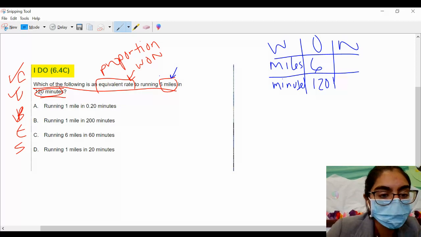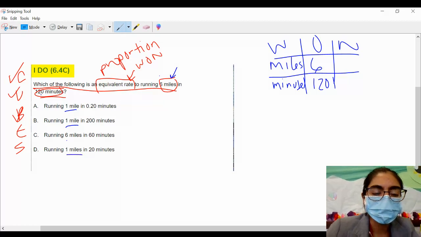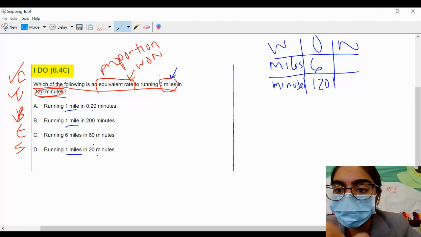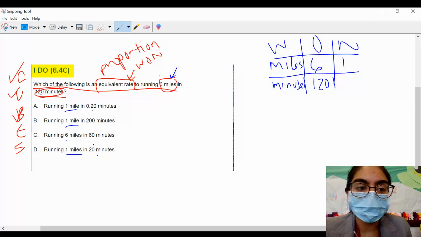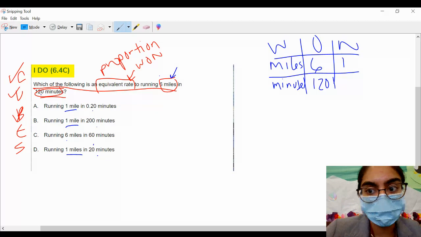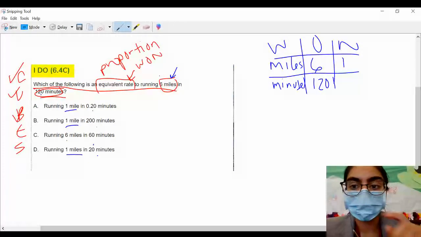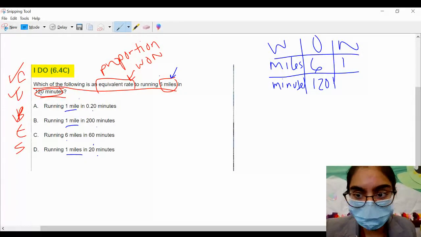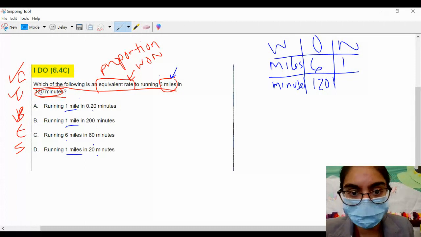Let's see, this one says running 1 mile in 0.2 minutes, running 1 mile in 200 minutes, running 6 miles, and running 1 mile. Okay, maybe I can use those numbers for miles to figure out if the second number is going to be true when I plug it in. Well, I know that if I put 1 for mile here, then honestly, I can probably knock out at least 2 answer choices depending on what the correct answer ends up being. So let's go ahead and put 1 mile there, just like my answer choices say, so I can test out each answer choice. All right.